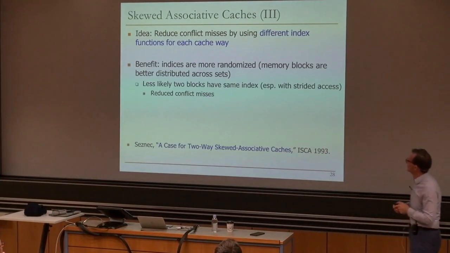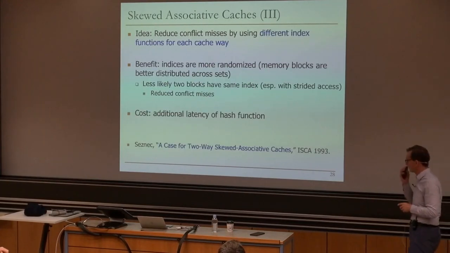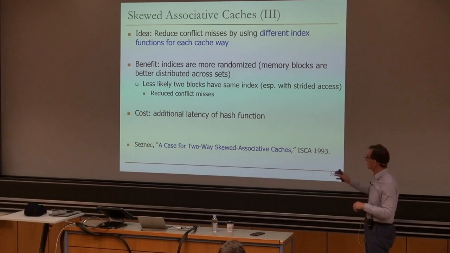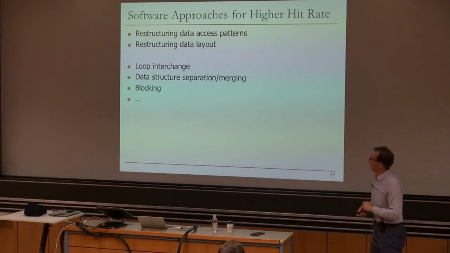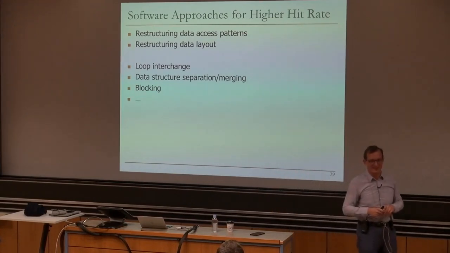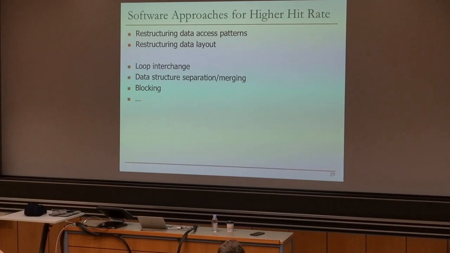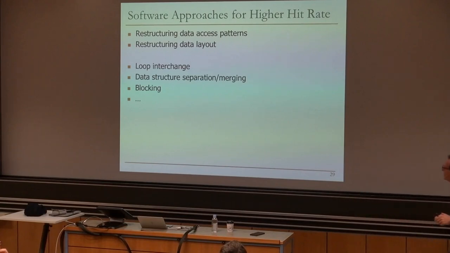Okay, good. I already said this. Of course, now the cost is additional latency of the hash function, very similar to what we've discussed earlier. And if you want to do this really well, maybe you want different index functions for different ways. I mean, there's a lot more that I can discuss, but I gave you some basic ideas over here. Now you can exercise your thinking. Probably a lot of things that you may think of are already published, but you may also think of things that are not published. But this is a very crowded area, as you can imagine.